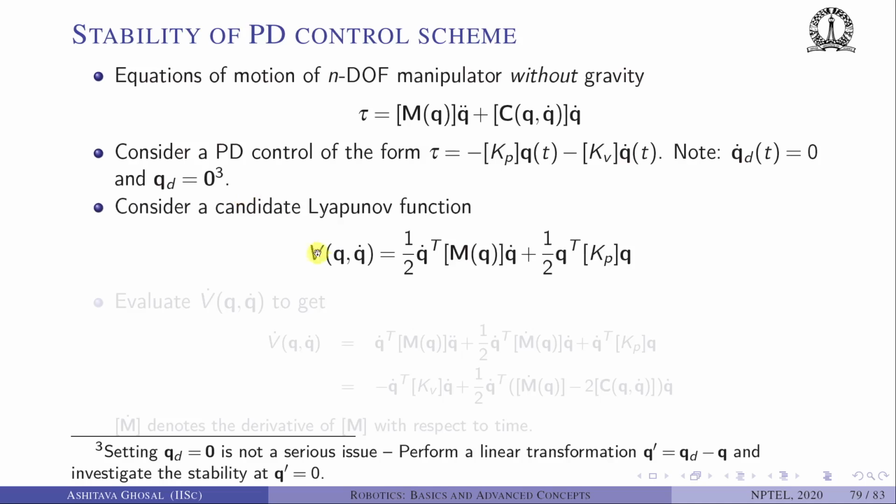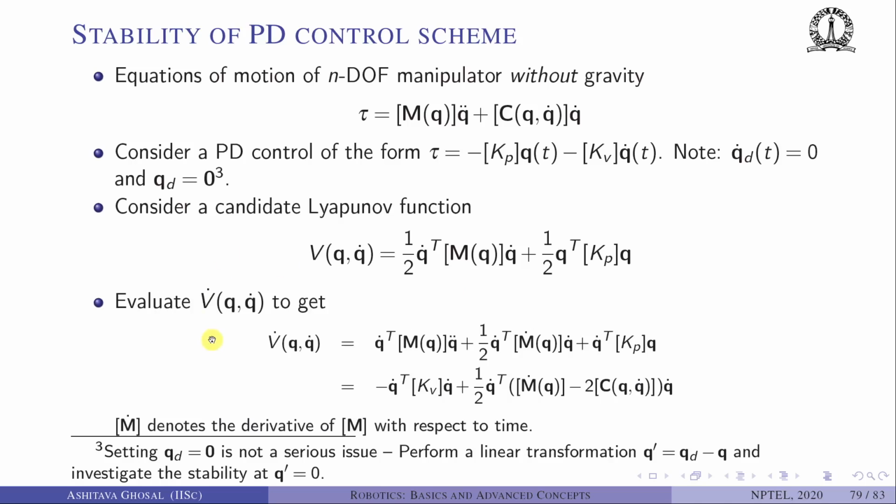Let us consider a Lyapunov function which is nothing but half q dot transpose M q dot plus half q transpose Kp q. If you think back a little bit, the first term is nothing but the kinetic energy of the robot manipulator. And this second term is like half Kp theta square. This is coming from the controller. There is no gravity, so there is no question of potential energy.